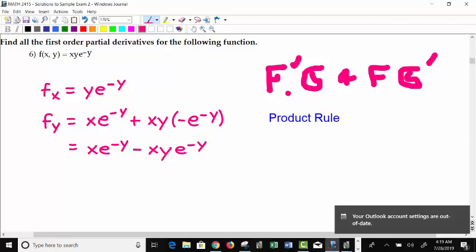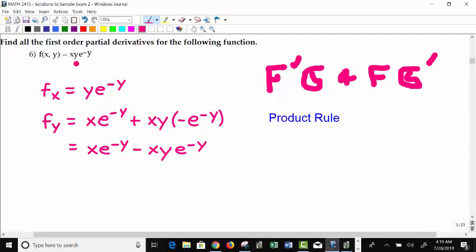So going in that order, the x would sit there, and then y e to the negative y. If you're taking the derivative of the y, that's the f, and the e to the negative y would be the g. So the derivative of y would be 1. So that gives you x e to the negative y.